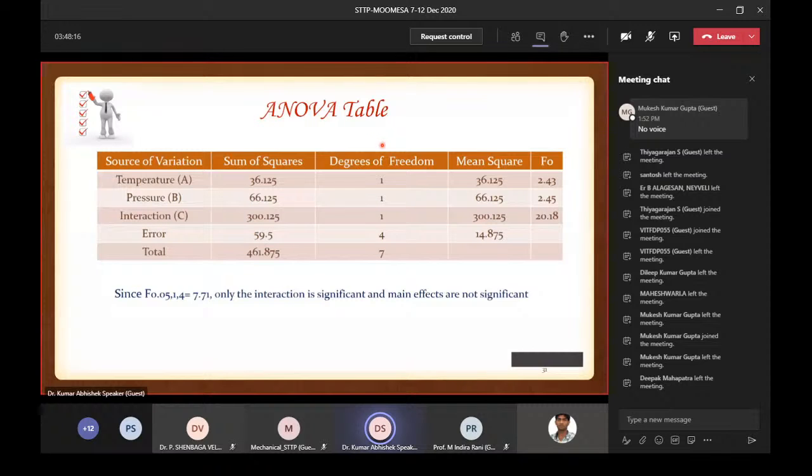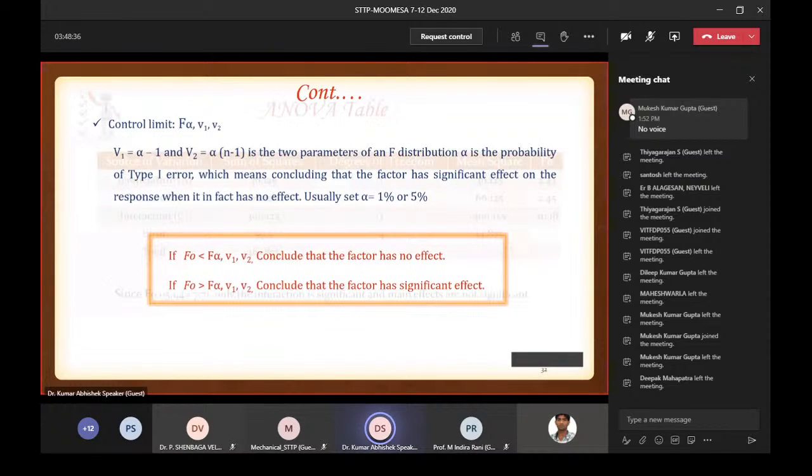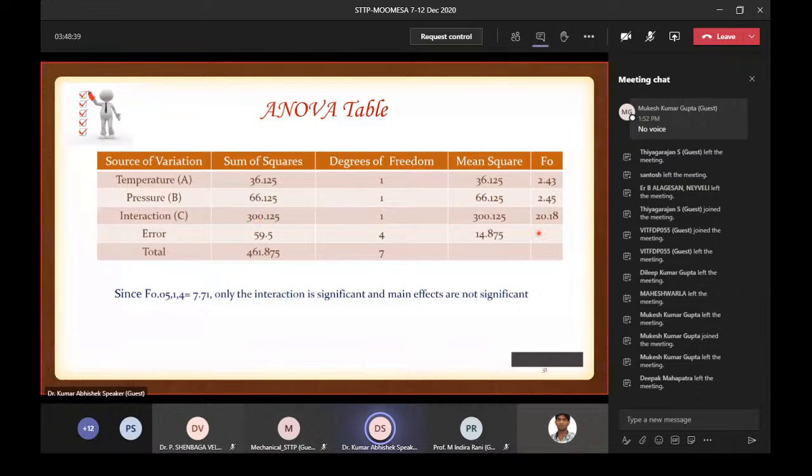So from this table we can conclude that temperature and pressure have no significant effect on the yield. However, their interaction, 20.18, is more than 7.71, so the interaction has a significant effect over the output. Both temperature and pressure individually do not significantly affect the output, but when we combine them and look at their interactive effect, it has more effect.